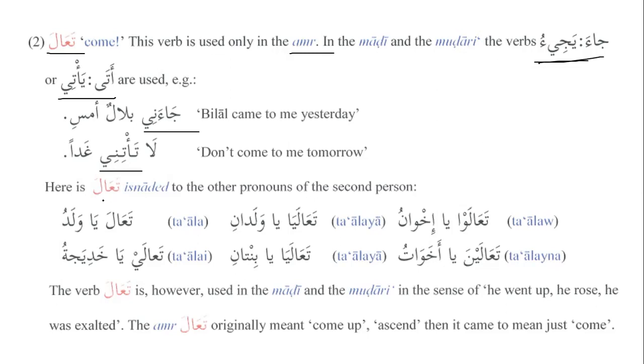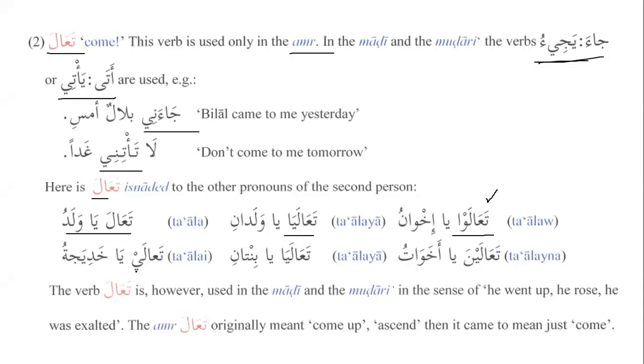Now we look at the isnad of ta'ala, as we can see here. When we talk to one person, for example waladu, we will say ta'ala ya waladu. When you're talking to your son or any person, we say ta'ala ya waladu. When we talk to 2 persons, we say ta'ala ya waladani, when we talk to the muthanna or dual. And when we talk about the plural, it will be ta'alaw ya ikhwanu. Ta'alaw has been used in the Quran, and we will see the example of this.